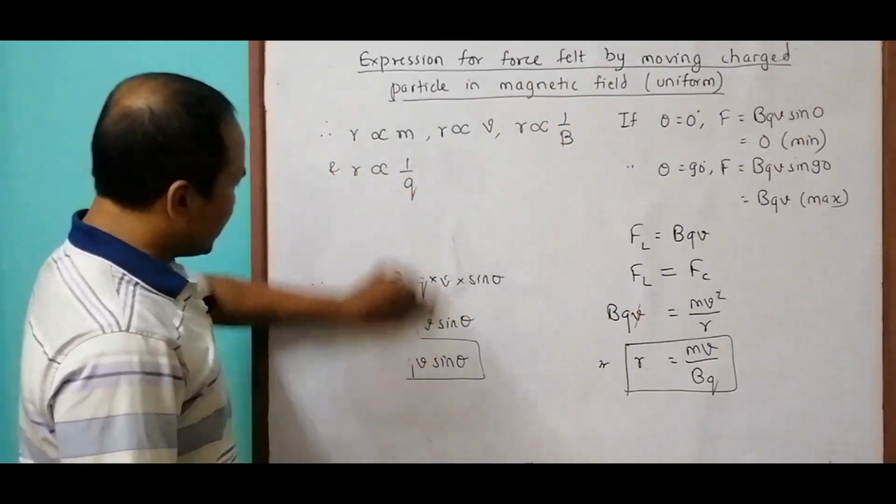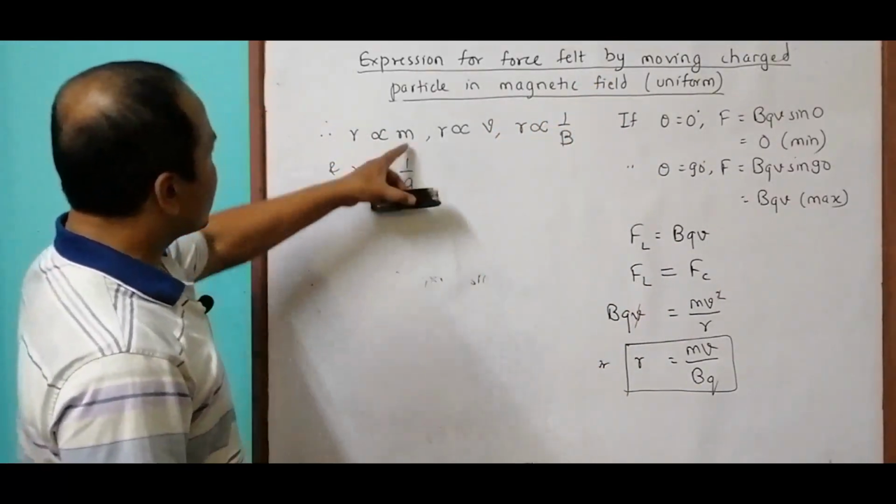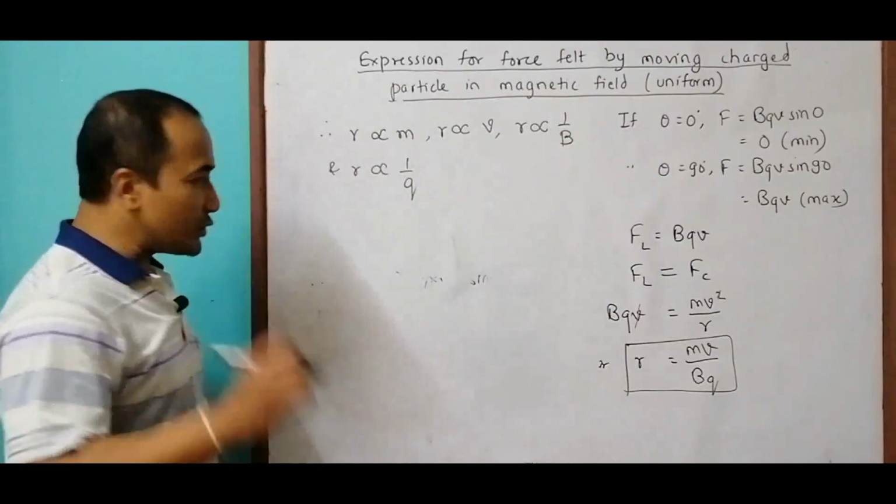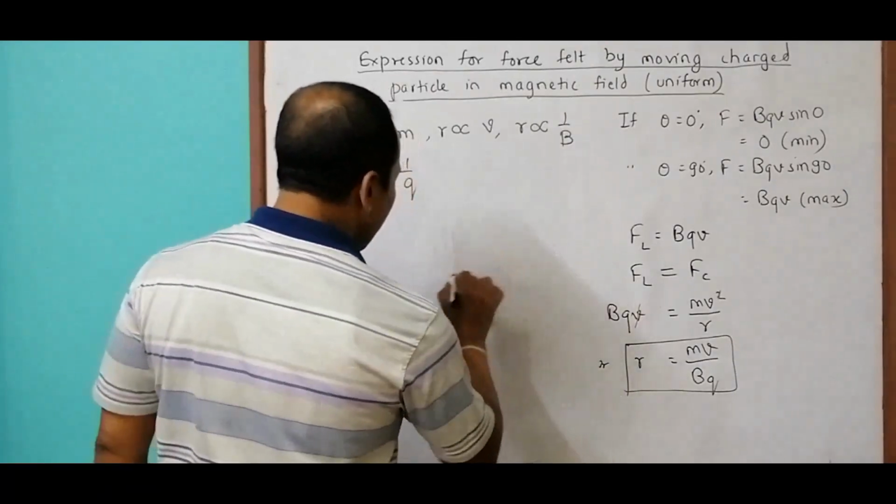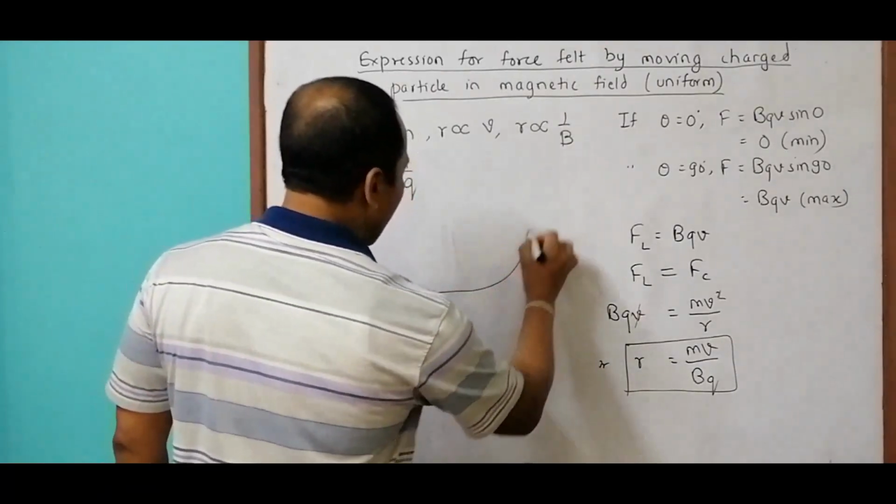So let's talk about that. It says that the higher the mass, the more the radius. That's true. It is true because, let's go for this. It was moving like this.